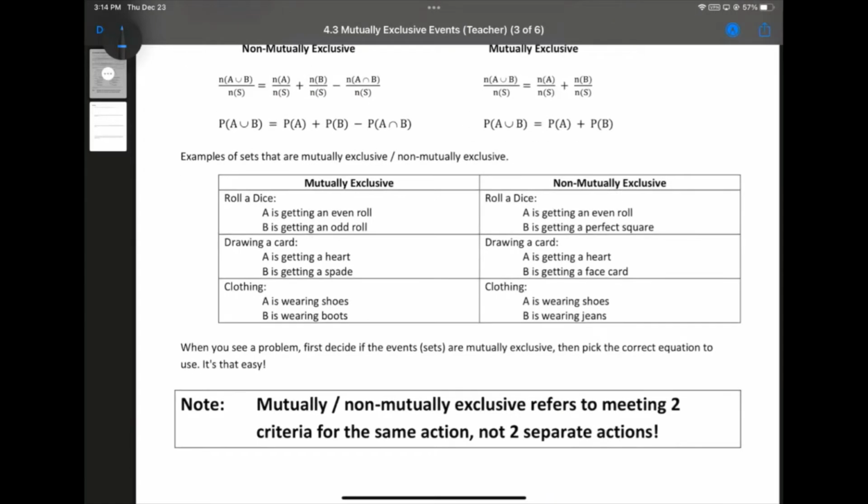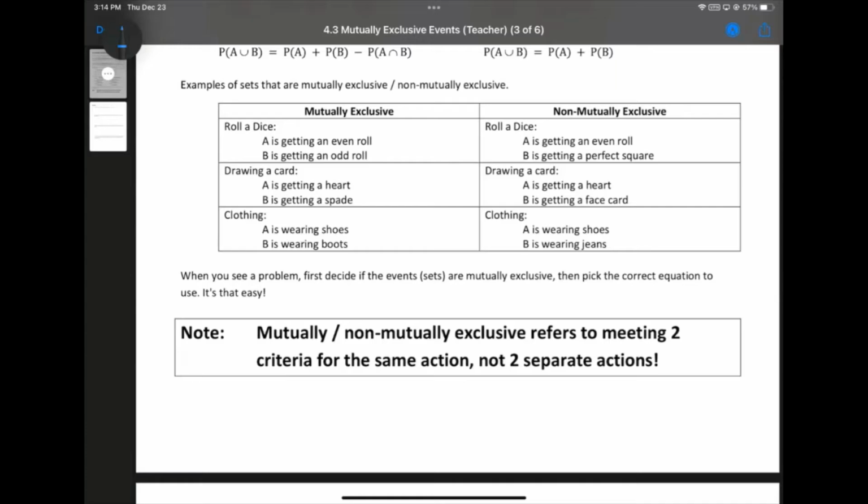I do want to be clear that when we talk about mutually or non-mutually exclusive events, we're talking about two criteria for one action, not two separate actions. So for instance, when we go back to the card drawing example, I'm not talking about drawing a heart and then drawing a spade as two separate cards. I'm talking about drawing a single card, one action, and meeting or not meeting both criteria. That's the important factor here. We're not doing multiple events. We're doing one event, and we're checking it for multiple criteria.